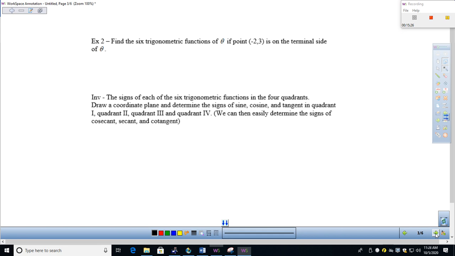All right, so example 2 is just about getting familiar with those 6 ratios, and again, you should know them very quickly. It says find the 6 trigonometric functions of theta if point (-2, 3) is on the terminal side of theta. So coordinate plane, everybody, if you would. And -2 on the x, +3 on the y. That is a point on the coordinate plane.